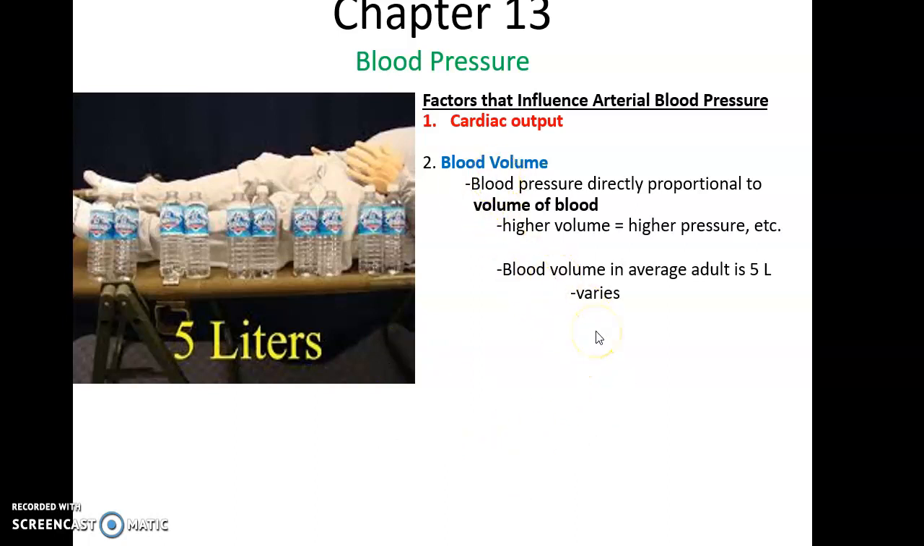So blood volume can affect blood pressure. The more blood volume there is, the higher the blood pressure. So higher blood volume equals higher blood pressure, lower blood volume equals lower blood pressure. And again, the average for an adult is 5 liters. And that's what these water bottles represent here, 5 liters of fluid.